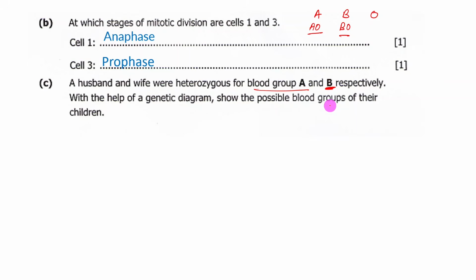Now, the question says, with the help of a genetic diagram, show the possible blood groups of their children. So here, what we need to come up with first is the parents. What parents do we have? We have the father's blood group crossing with the mother's blood group. Here we have to put the cross like that because this is a crossing.